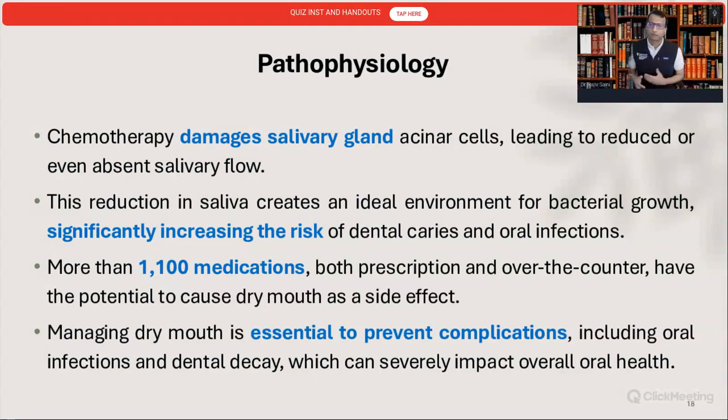When we understand the pathophysiology of xerostomia, chemotherapy damages the salivary glands, particularly the acinar cells, leading to reduced or absent salivary flow. Though there are certain conditions, around 1100 medications have been identified that can also contribute to xerostomia. On top of that, if the patient is dealing with radiation therapy or chemotherapy, the situation becomes worse. Additionally, if there are autoimmune diseases, uncontrolled diabetes, or hormonal changes in women, the condition becomes even worse. So xerostomia is really a big deal for patients dealing with cancer treatment.